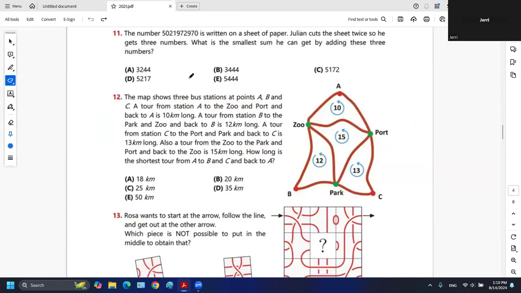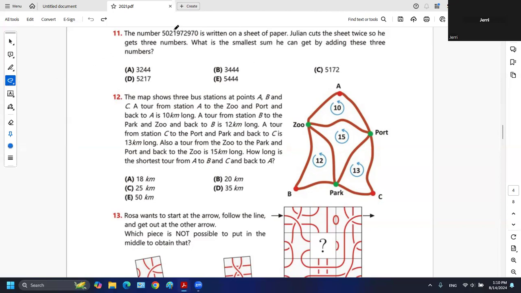Question number 11. The number 502197297 is written on a sheet of paper. Julian cuts the sheet twice, so he gets 3 numbers. What is the smallest sum he can get by adding these 3 numbers?